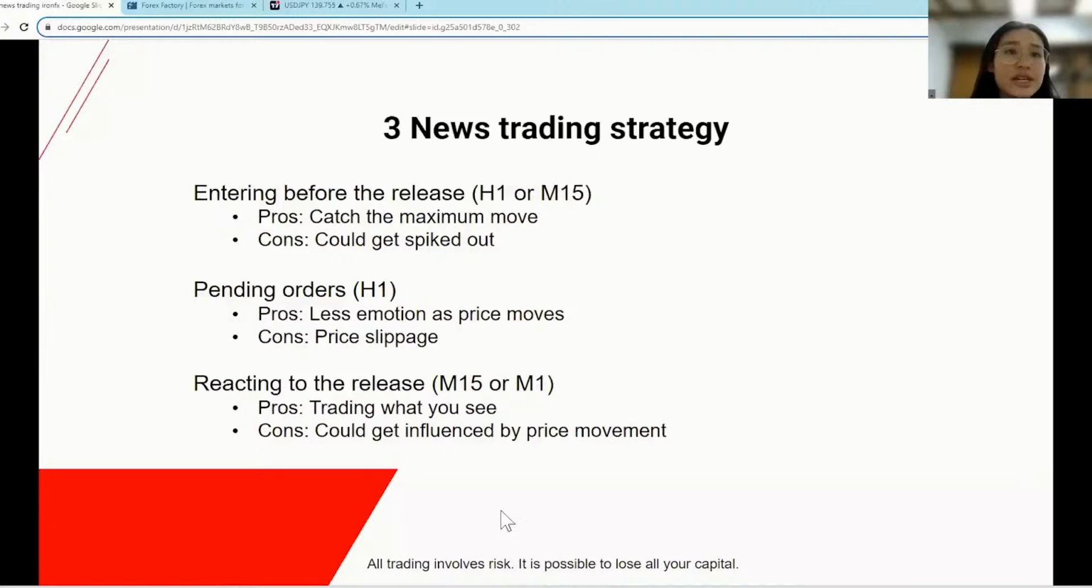Typically after a data release, most traders tend to get really excited and their emotions come into play. The price charts could get very volatile, especially when you are trading on the smaller time frames.